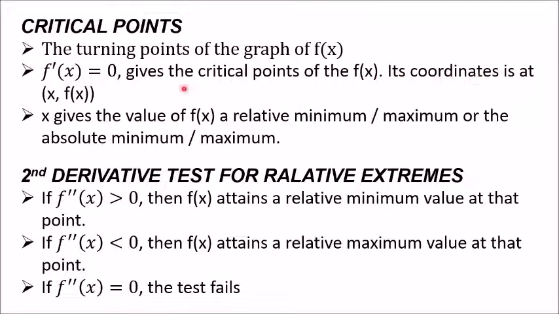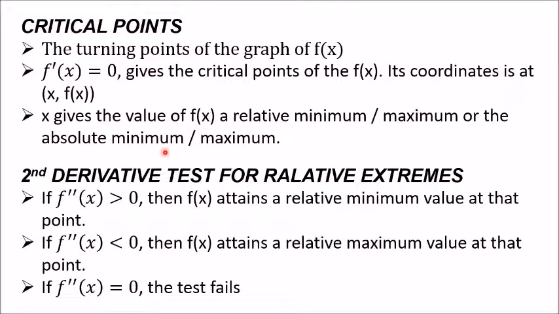And then the coordinate of this critical point is x and f(x). So, ordered pair. f(x) is also y, so parang x and y. Ordered pair siya. When x is this value and y equals this, the f(x). Yan yung ating ordered pair doon sa graph. And that is our coordinate of the critical point. Ang ibig sabihin, pag ganito class, x gives the value of f(x) of the function a relative minimum or maximum, depende, hindi pa natin alam sa ngayon. Or also the absolute minimum or maximum.